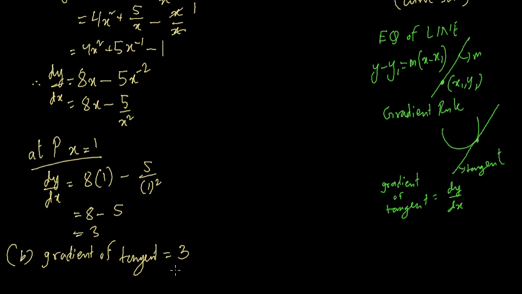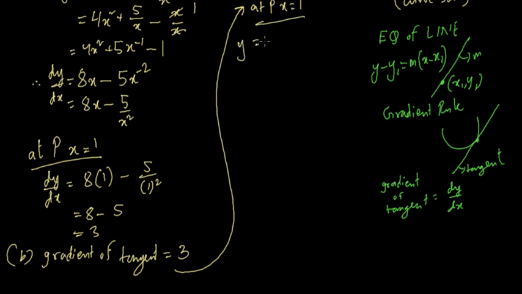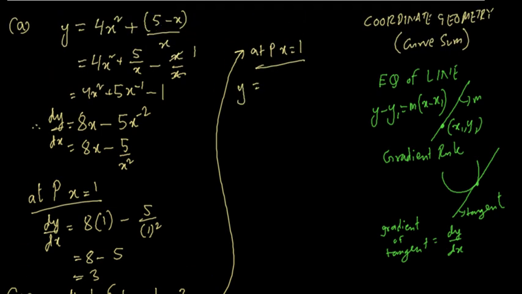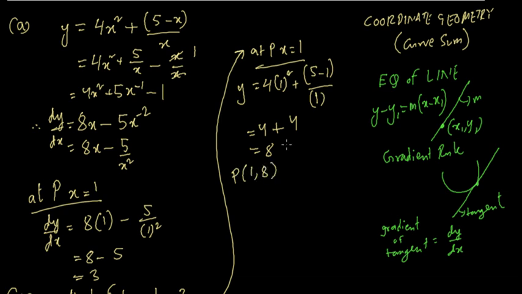There's no space here, let me just do it here. So at P, x equals 1, so y equals... we cannot put it at dy by dx because that's the gradient, we have to put it at y. So 4 times 1 squared plus 5 minus 1 divided by 1. So 4 plus 5 minus 1 is 4 by 1 is 4, equals 8. So the coordinates of P is (1, 8).